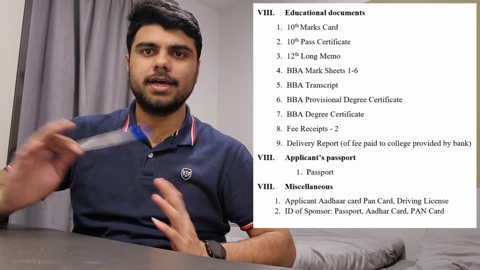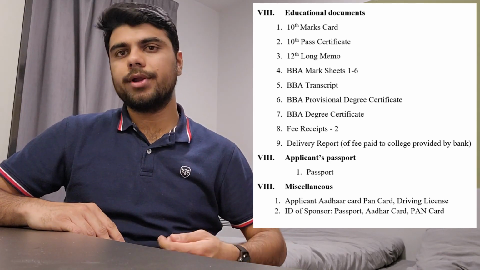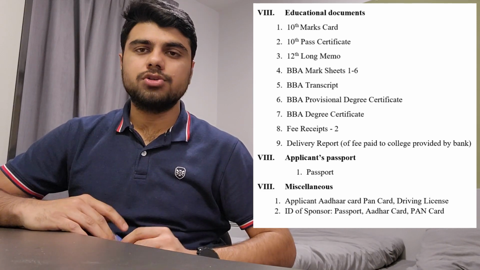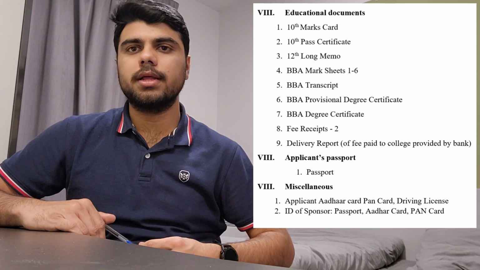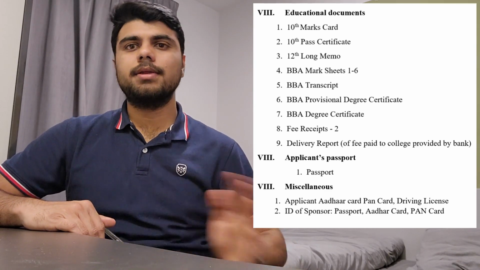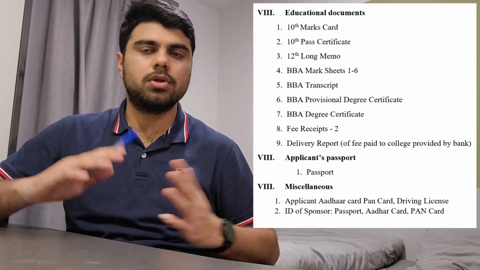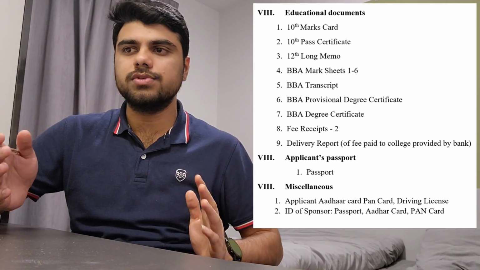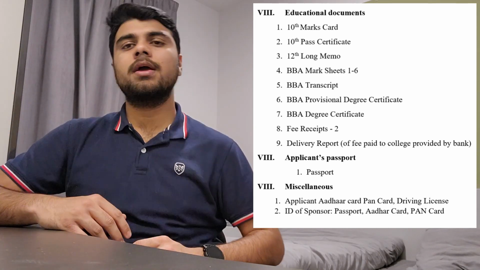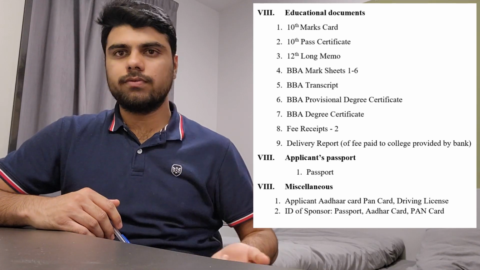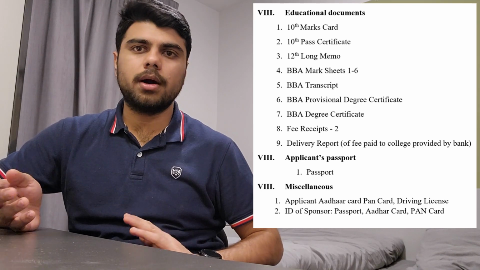And now we are almost at the end of it. The next document is the applicant's passport. You need to provide your original passport, and you also need to provide a xerox of your passport. After that, the applicant's other government IDs such as Aadhaar card, PAN card, and driving license, all are available. Provide them. Of course, these three are the common ones: Aadhaar card, PAN card, and driving license of the applicant. And then come the IDs of the sponsor. You can provide any of them: passport, Aadhaar, or PAN card.